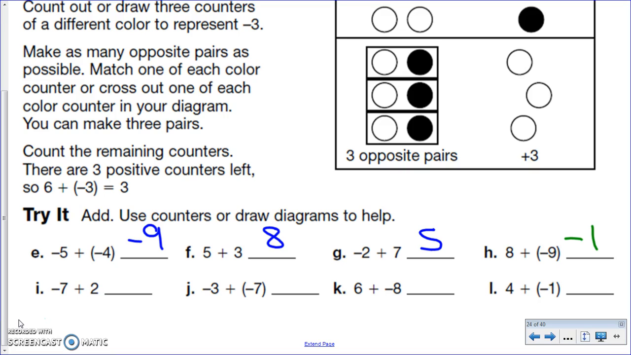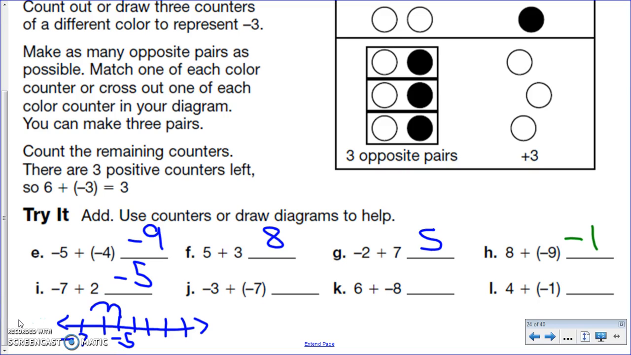All right, now for I, we're going to try the number line method again. So we're going to draw it out. We're going to start at -7. And now, because we're adding +2, we're going to go 2 places to the right because positive moves to the right. And we end up at -5. So that's our answer. -7 plus 2 is -5.